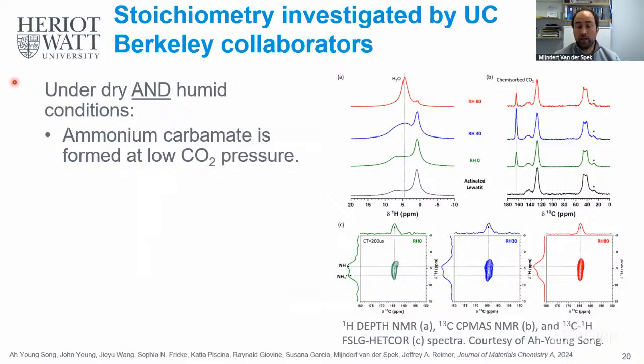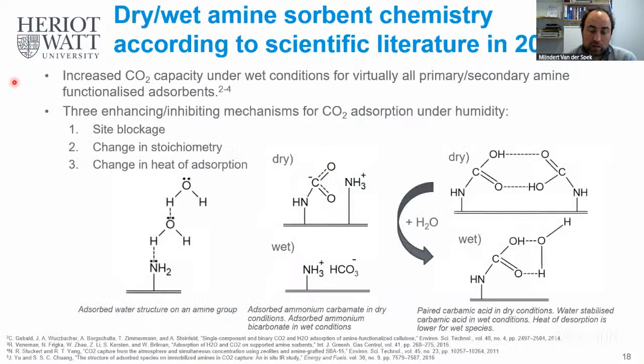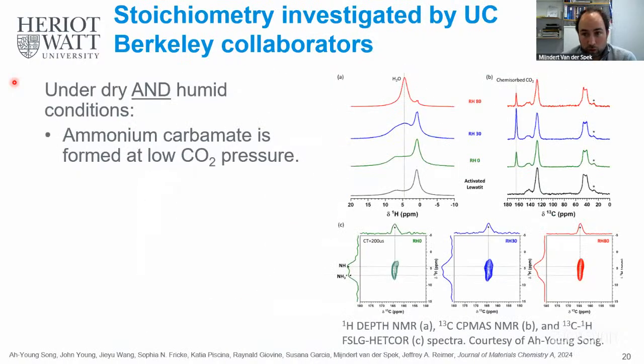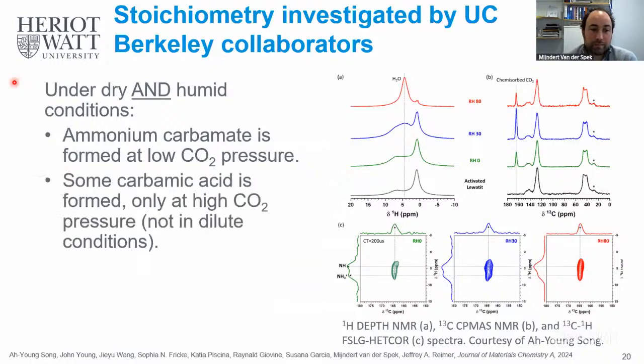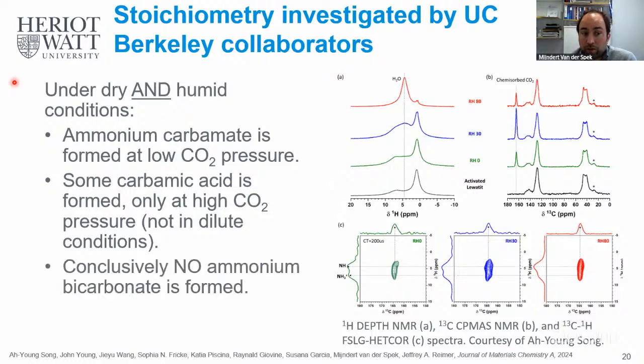And what they did find, I'm not going into detail of the graphs, but what they found is that ammonium carbamate is formed at low CO2 pressure, or actually at all CO2 pressures, but under dry and humid conditions. So remember that here I said that under wet conditions, ammonium bicarbonate would be formed. But they said no, it's ammonium carbamate. They also said that at very high CO2 pressure, really high, approaching 1 bar, some carbamic acid was witnessed, but conclusively no ammonium bicarbonate is formed.